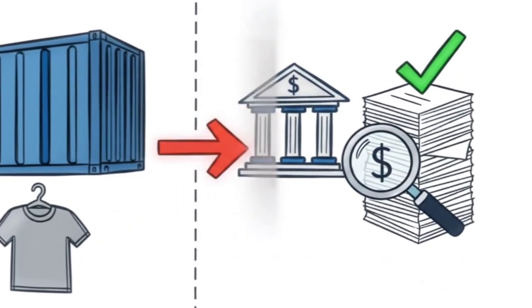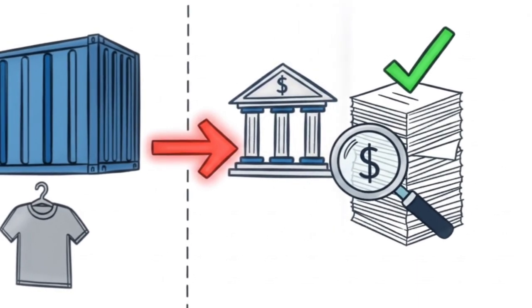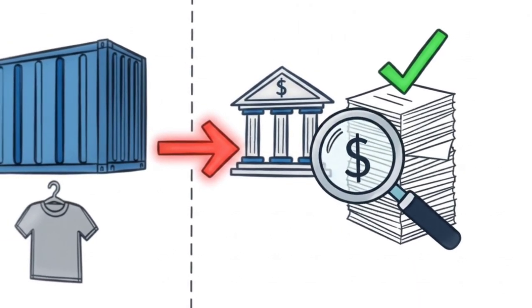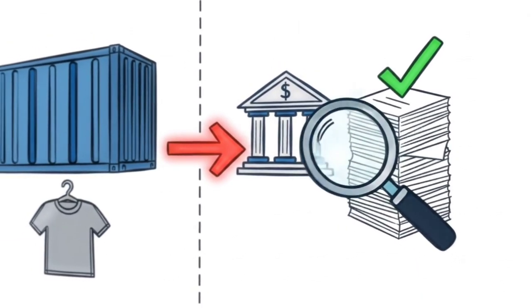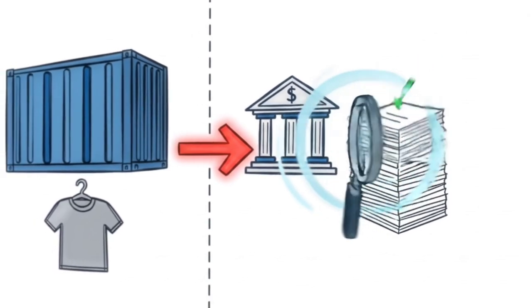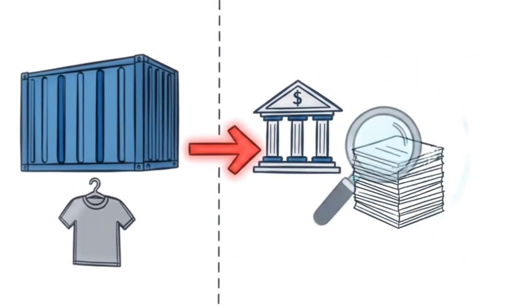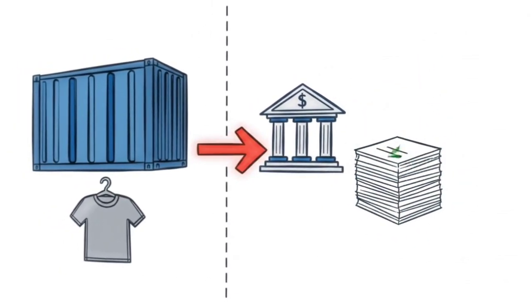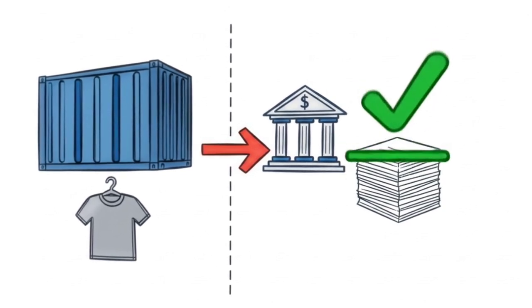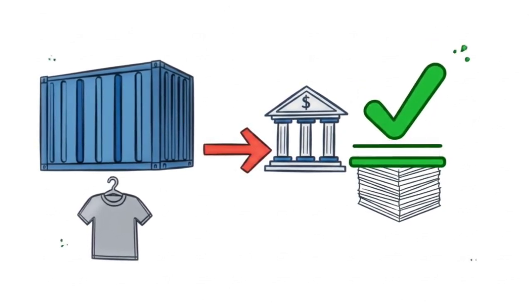They have no idea about the quality of the t-shirts you're shipping. Their one and only job is to make sure that every single word on your documents is an exact match to what's written in the letter of credit. And why is that? Because for the bank, those documents are their only security. They are the proof that the deal was done as promised.